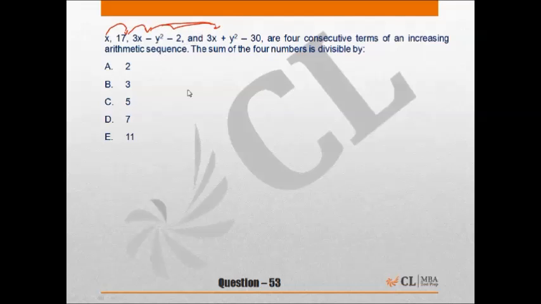will be the same. It means 17 minus x will be equal to 3x plus y square minus 30 minus 3x minus y square minus 2, and from here we get 2y square plus x equals 45.